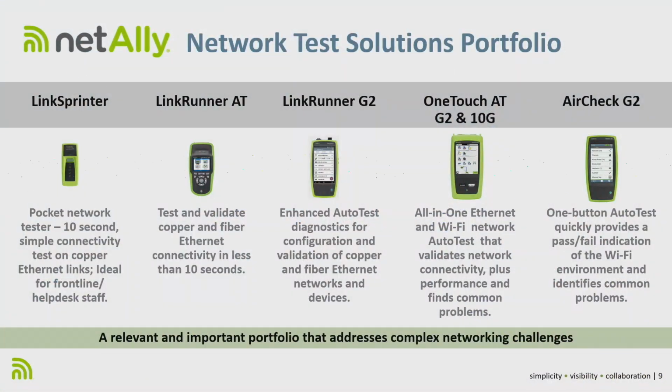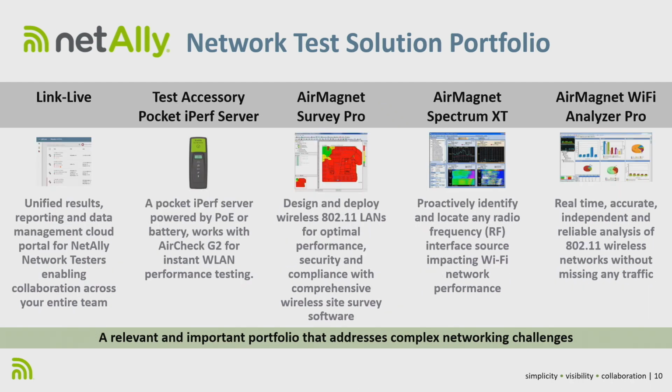So for those of you who don't know, these are all the products that we've carried forward in the NetAlly world, many of which came from our former days at Fluke Networks and the G2 platforms from our time at NetScout. So Link Sprinter, Link Runner AT, Link Runner G2, the OneTouch AT, the G2, and there's a 10 gig version of that product, AirCheck G2, all of these products carry forward into NetAlly. Link Live that we've talked about, the test accessory, which is the Pocket iPerf server, and of course the AirMagnet products that Mike addressed earlier as well.